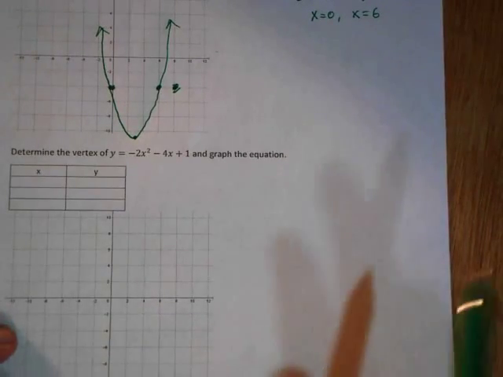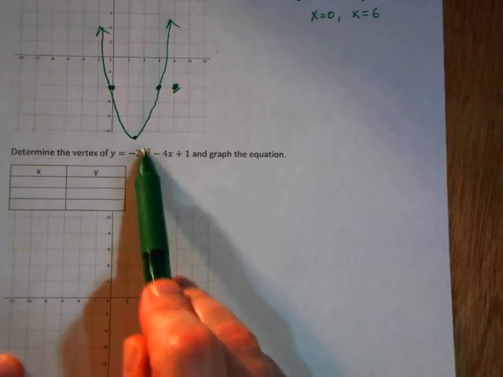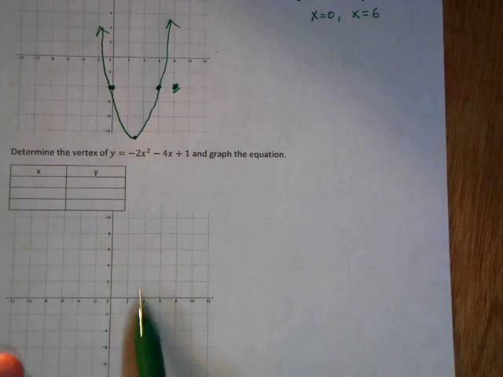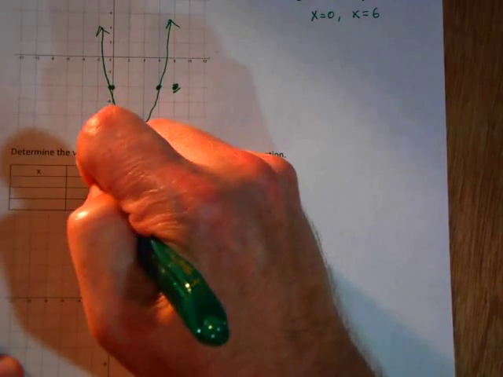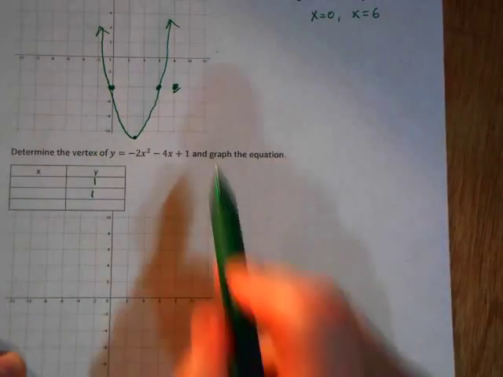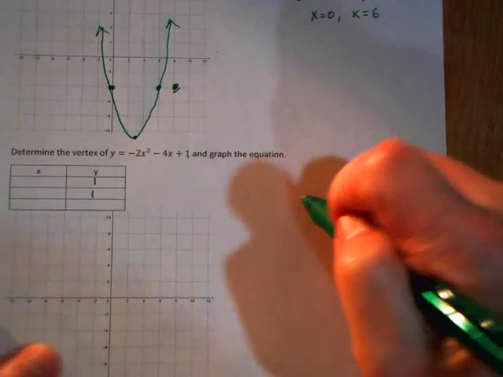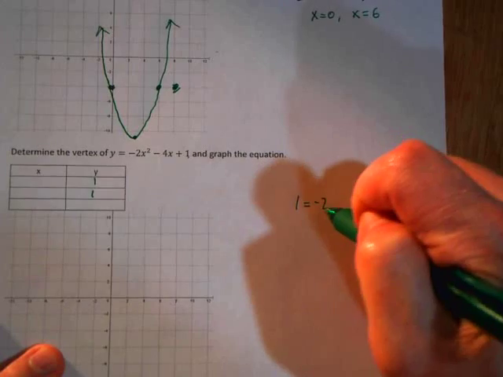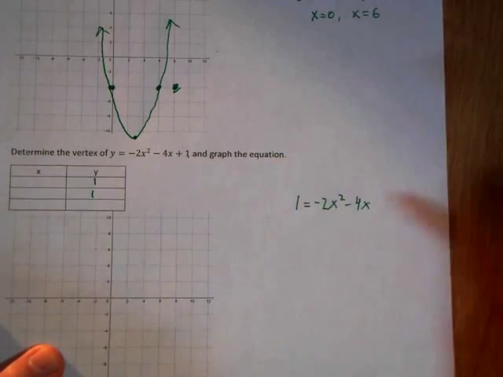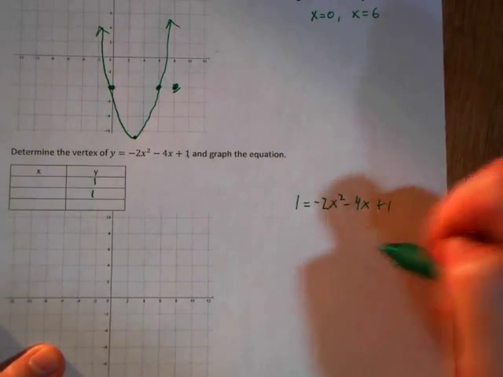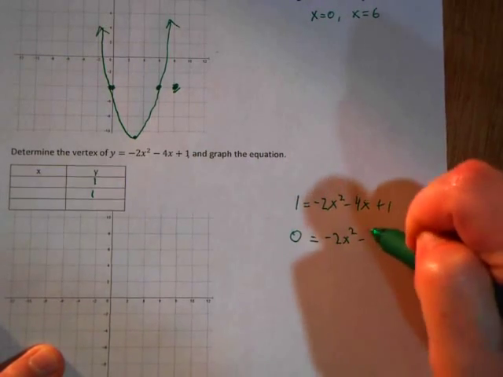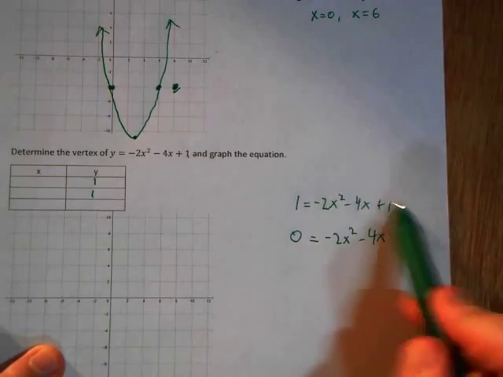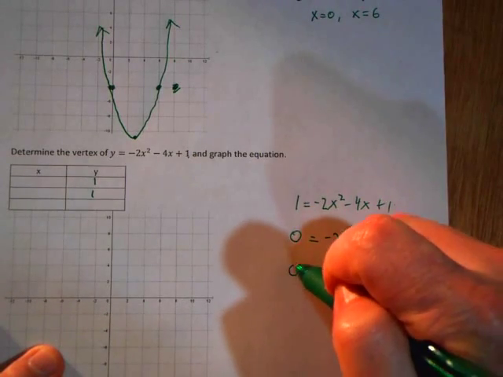Which brings us to this one, where since we have a negative in front of here, we know, if nothing else, this parabola is going to open downward. Alright, well, to find the vertex, I plug in whatever number that is right there for y. So 1 equals negative 2x squared minus 4x plus 1. Subtract the 1 on both sides. 0 equals minus 2x squared minus 4x. The 1's reduce out. I can factor.